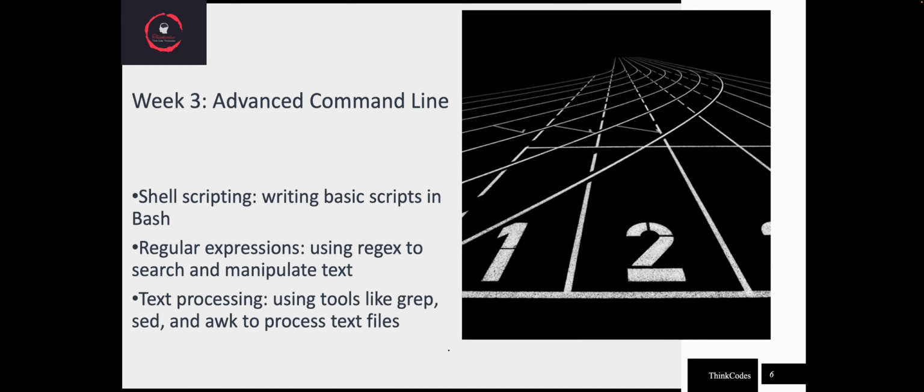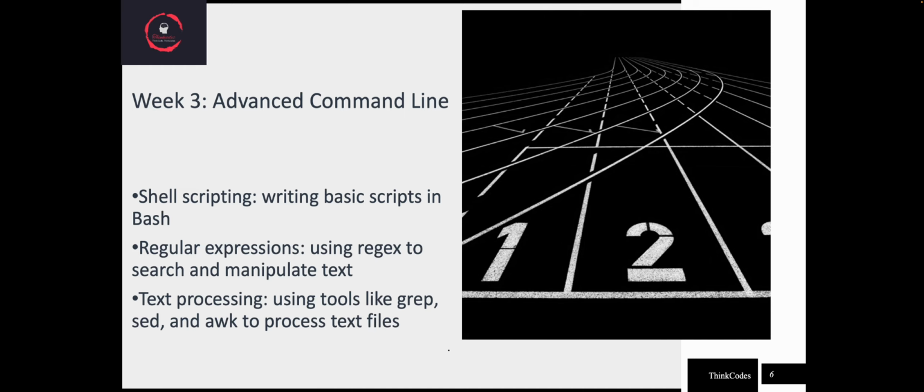Now in week 3, we are going to look more at shell scripting and the advanced command line options that we can use, because shell scripts are necessary. Those are like a program that automates the day-to-day tasks that the system administrator has to do. And those are really useful as we go along, so you will understand that.